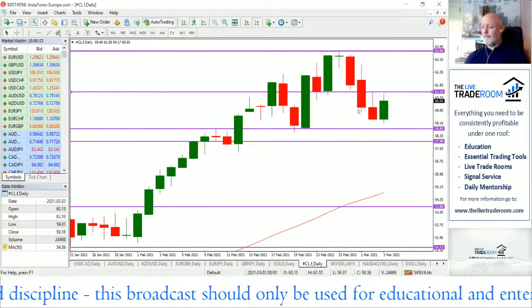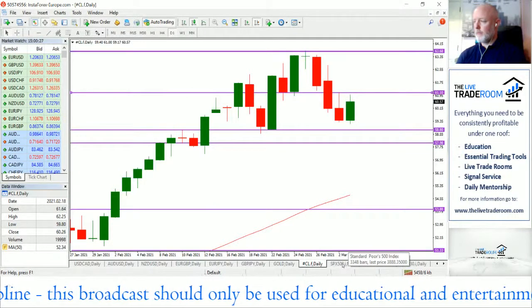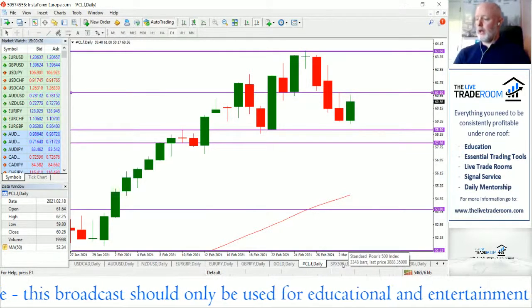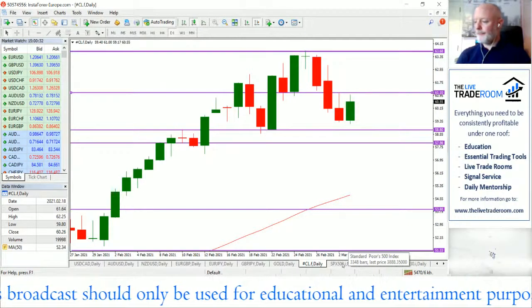UK Finance Minister Sunak says he will not raise rates on income tax or national insurance or VAT. Okay, so that's good news for everyone in the UK.